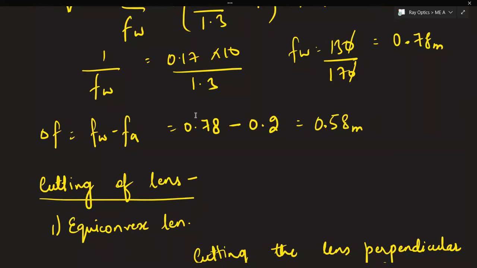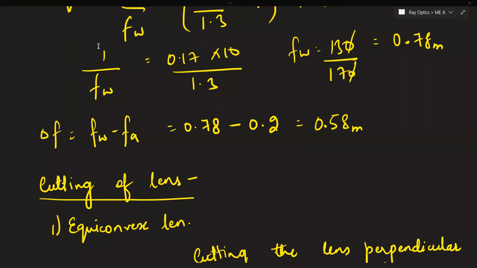Now see, two types of theoretical questions come. Just a second. Yes, class. So see, two types of questions come.